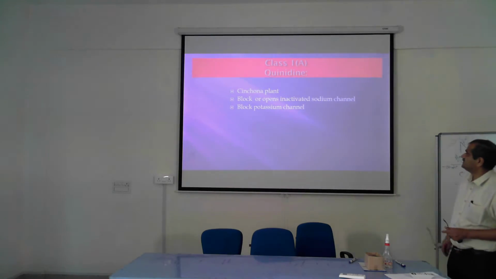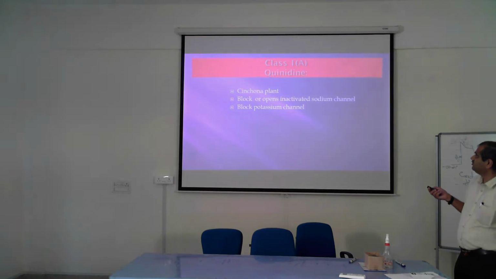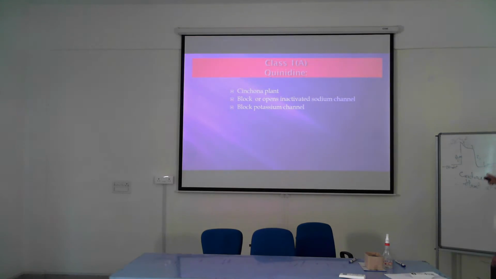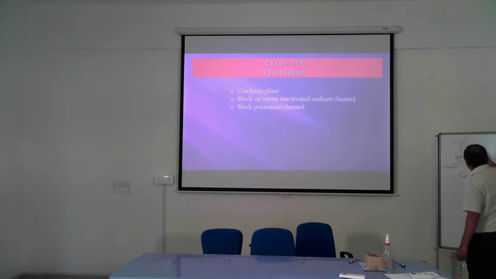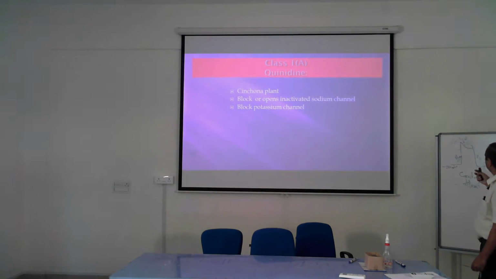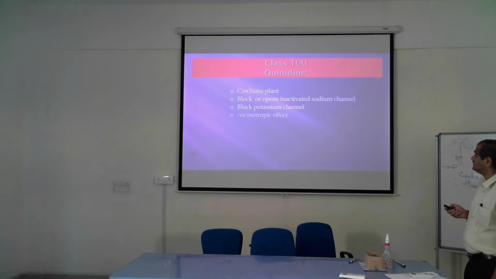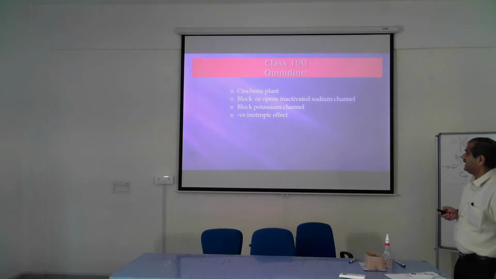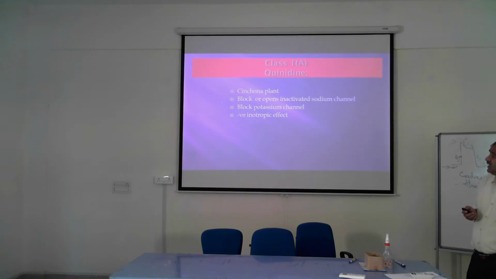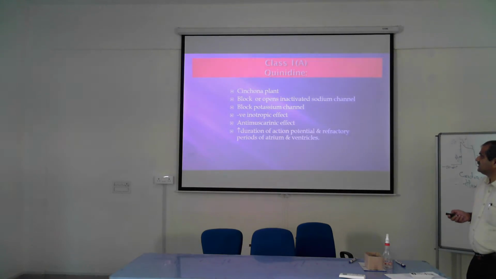So accordingly it is going to block the potassium ion channels. So here the channel is going to be blocked, which increases the duration of this action potential. Then there is a negative inotropic effect, with the force of contraction of the heart reduced. It also has some antimuscarinic effects. Then the increased duration of the action potential and refractory periods of the atrium and ventricle is going to occur.